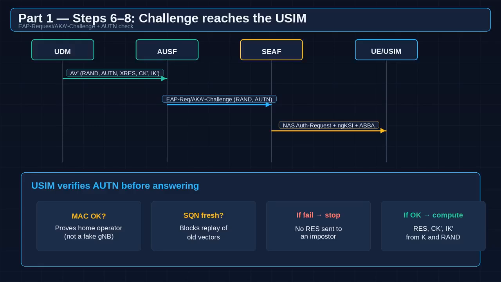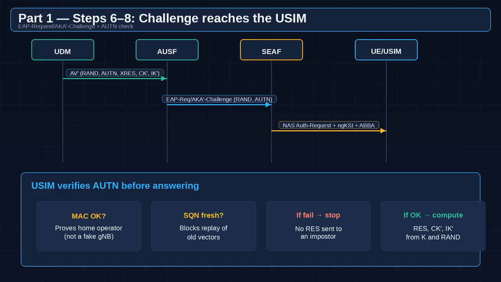The AUSF does not dump every secret onto the serving network. It stores what it needs to verify the eventual response, then sends an EAP request, aka prime challenge, toward the SEAF. That challenge carries RAND and AUTN, the parts the USIM must see, not the expected response in the clear for the radio to abuse.